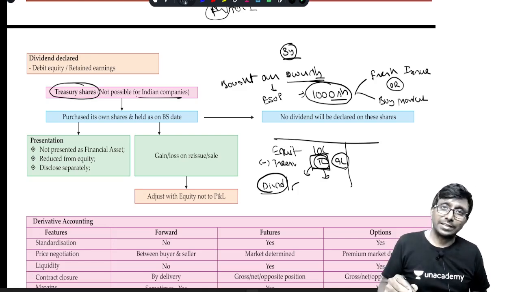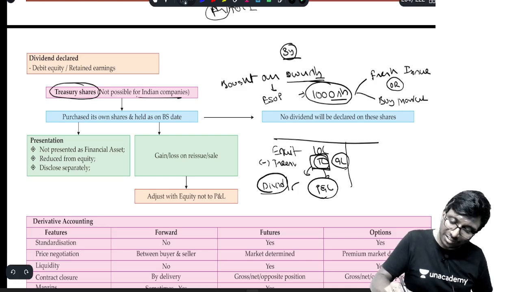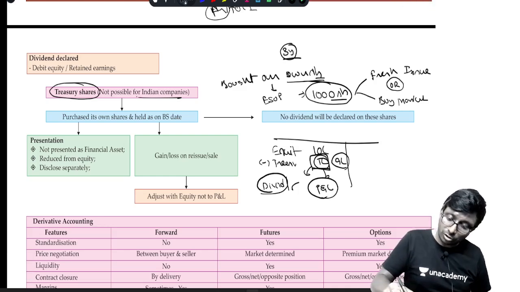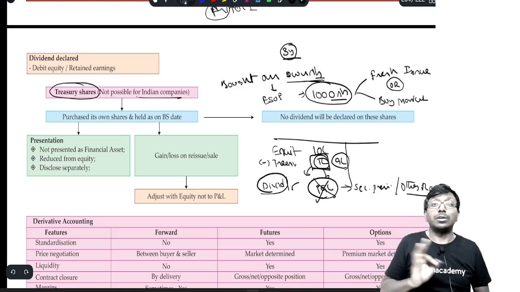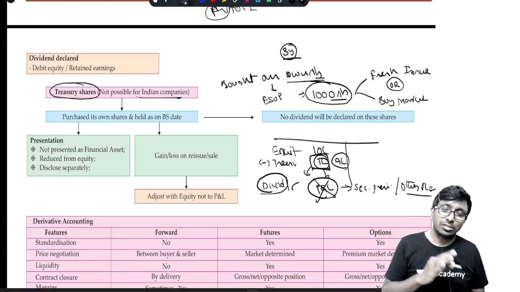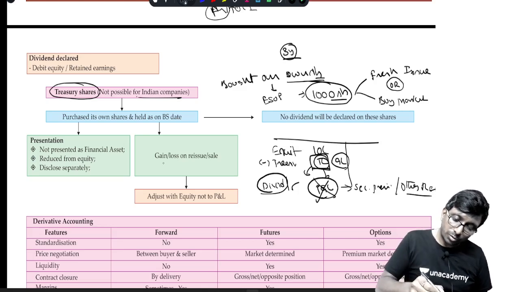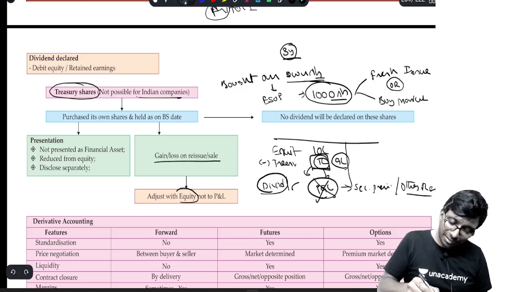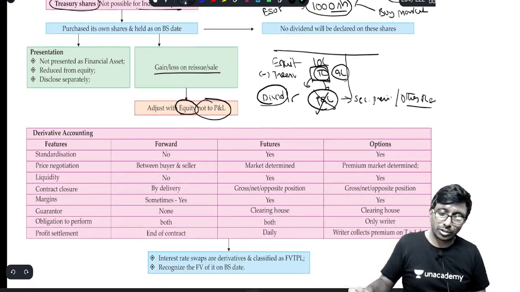It is allowed by the act. But it should not be a dividend. A gain or loss on that should not be routed through P&L. You should hit securities premium or other reserves. Securities premium or other reserves account it is supposed to hit, but it should not hit profit and loss at any cost. Any gain or loss should always be debited to equity, but not to profit and loss. That is what we have told you.